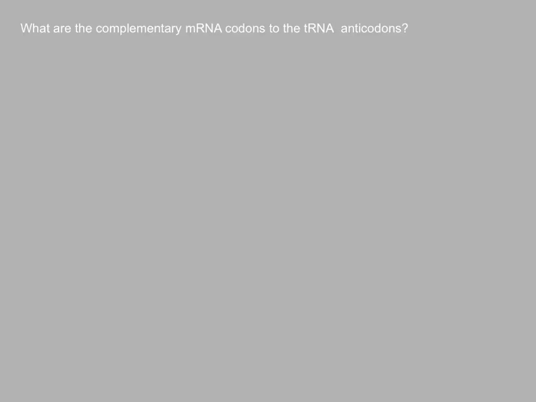So let's see if you can do the steps that we just went over. So I am going to give you the tRNA anticodons, and you will tell me the complementary messenger RNA codons. So here are the 3 tRNA anticodons, and we're just writing the complements. So you should be really good at this. Take just a second and pause the video. And then you can compare.